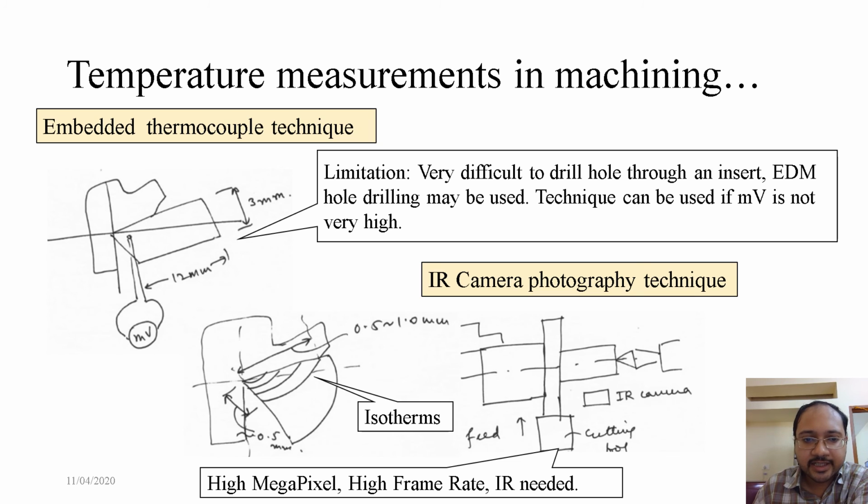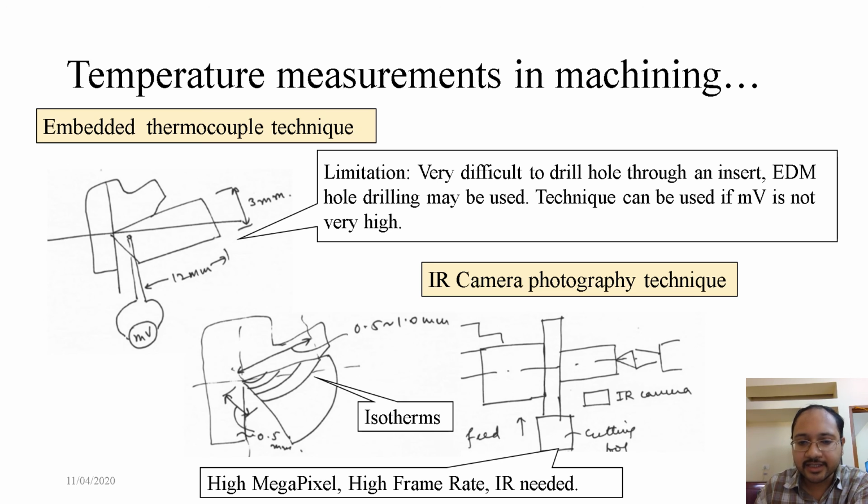Now the next measurement technique is the embedded thermocouple technique. As the name calls, a thermocouple is embedded either on the tool or on the work material for direct measurement of the cutting temperature. It is expected the thermocouple would be kept close to the junction of the tool and the work material, as close as possible, to get accurate measurements. If the thermocouple is embedded inside the insert, then a hole is to be drilled. Now it is very difficult to drill a hole into an insert. So EDM hole drilling may be used, and this technique is particularly used if the millivolt is not very high.